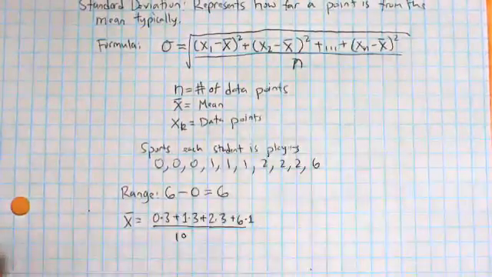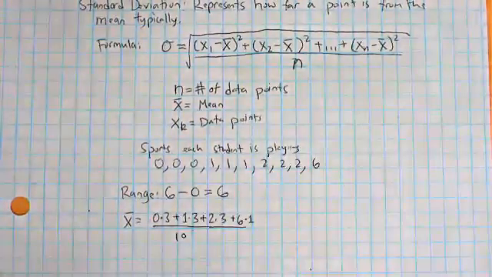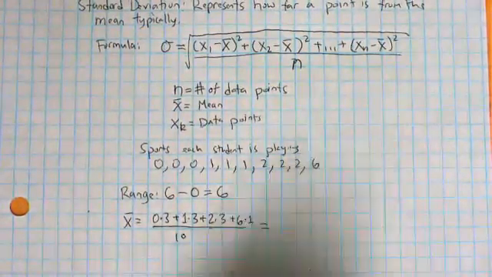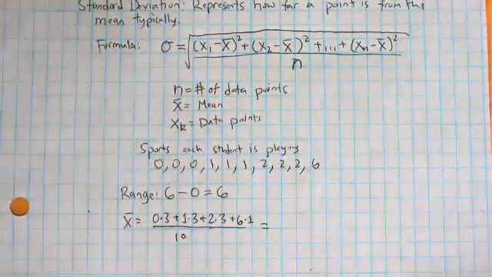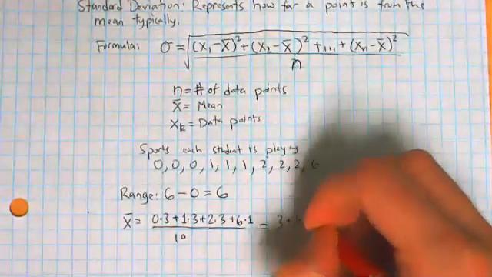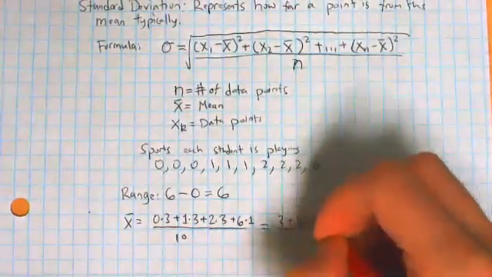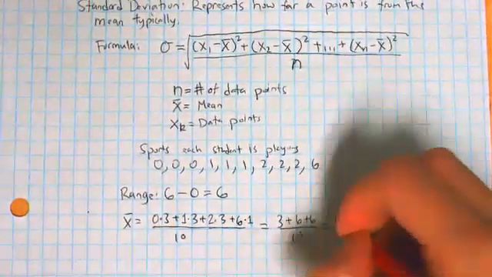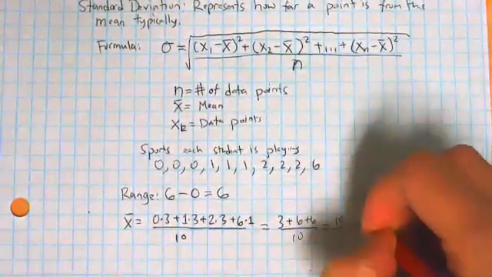As you can see here in my mean calculation, I've actually just multiplied every distinct data point by the number of times that it appears, because I didn't want to write 0 0 0 three more times, 1 1 1 three more times. I wanted to save a little bit of space and time. When we do this, 0 times 3 is 0, so that goes away. 1 times 3 is 3, 2 times 3 is 6, and 6 times 1 is 6, still divided by 10. 3 plus 6 plus 6 is 15, divided by 10. Our X bar is 1.5.